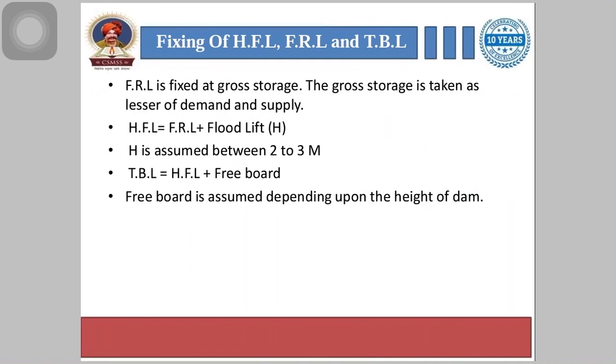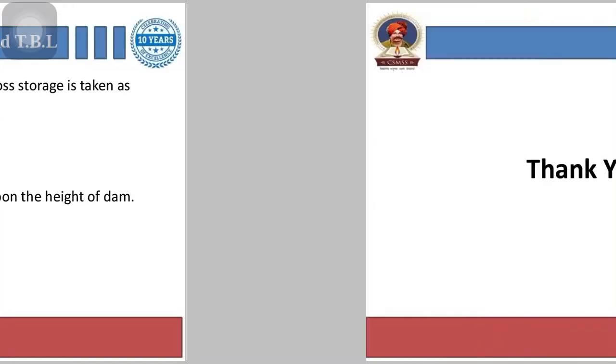Firstly we have to calculate HFL, which can be calculated as the summation of FRL plus flood lift. After calculating HFL, we have to assume H as 2 to 3 meter. After assuming H, we can calculate TBL. TBL is equal to HFL plus freeboard. Freeboard is assumed depending upon the height of the dam. Thank you.